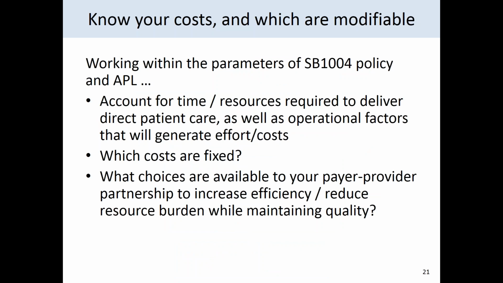So the big message is that you really need to know your costs, and you really need to know which costs are modifiable. Working within the parameters of SB 1004 policy and the APL, you need to account for the time and the resources required to deliver direct patient care by all of the disciplines that you're going to include on your team, as well as the operational factors that will generate effort and costs. That's things like screening for eligibility, billing for services, and so on.